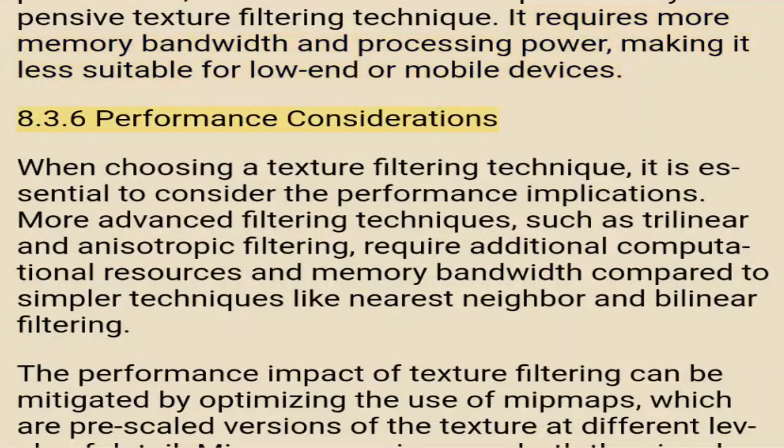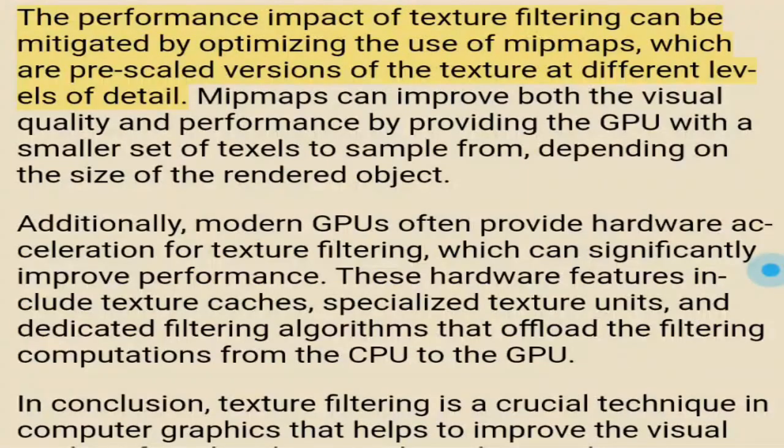8.3.6 Performance considerations. When choosing a texture filtering technique, it is essential to consider the performance implications. More advanced filtering techniques, such as trilinear and anisotropic filtering, require additional computational resources and memory bandwidth compared to simpler techniques like nearest neighbor and bilinear filtering. The performance impact of texture filtering can be mitigated by optimizing the use of MIP maps, which are pre-scaled versions of the texture at different levels of detail.